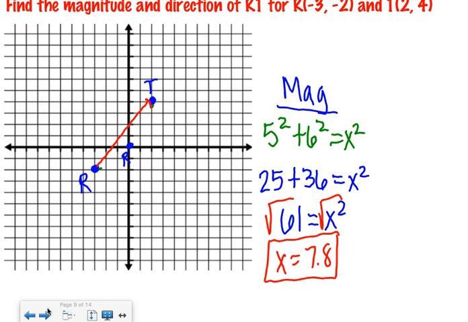Now, how many over and up was T from R? Do you guys remember? It was over 5 and up 6. So can we do that? Can you count over 5, up 6 to get our new T?